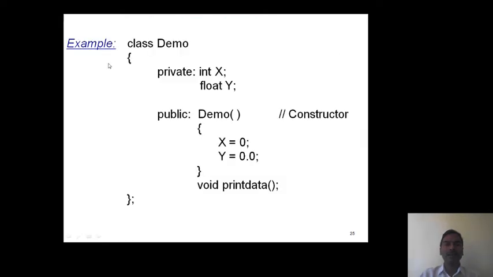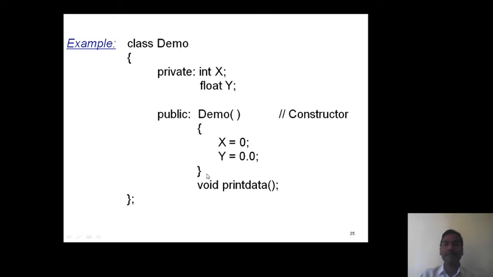Now observe. Now we show one example for a constructor. Here we created a class, class demo. Here we declared two data members, int x and float y. Now here we are defining a member function which has the same name as the class name. Here the class name is demo. Here the member function name is also demo. So this type of representation is known as a constructor.